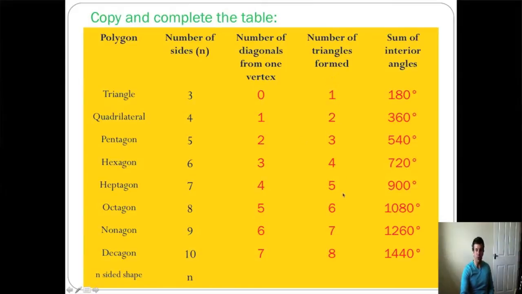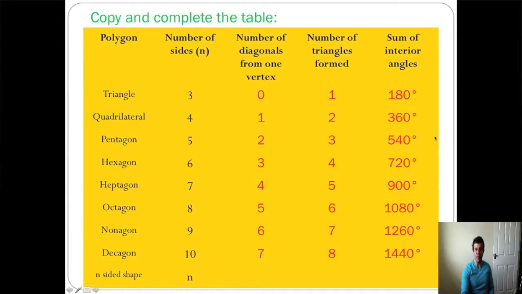The number of triangles formed: with a triangle, there was just 1 triangle, full stop. The quadrilateral was split into 2 triangles. The pentagon 3, the heptagon was split into 5 triangles. The hexagon must be between 3 and 5, 4 triangles. You can spot a pattern. The number of diagonals goes up by 1, the number of triangles goes up by 1. And the number of triangles is almost 1 more than the number of diagonals. Or if you like, 2 less than the number of sides.